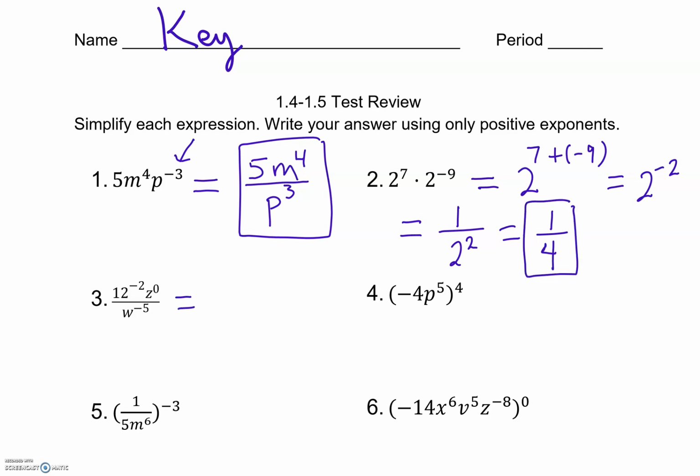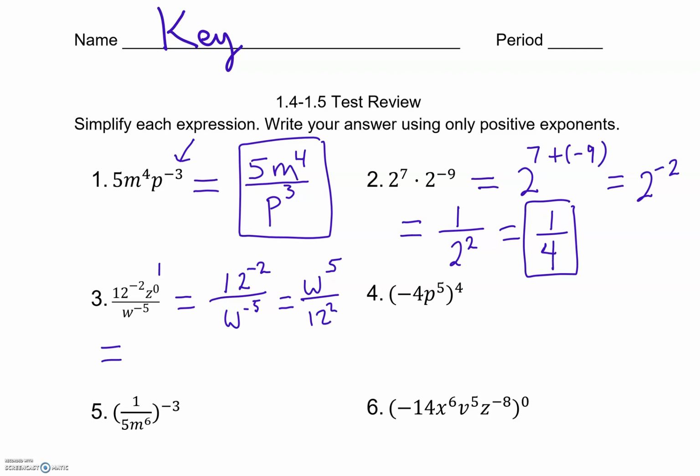Problem number 3. Notice we have a z to the 0 power. That z to the 0 power is a 1. 1 times 12 to the negative 2 is the same as 12 to the negative 2. So, the z to the 0 power doesn't have to be there. We're going to do two more steps. We're going to get rid of the negative exponents by swapping them from numerator to denominator and vice versa.